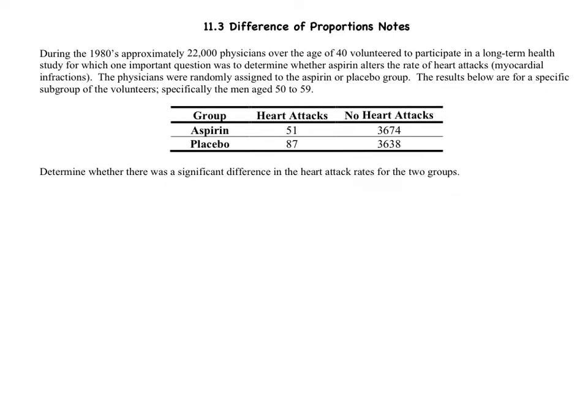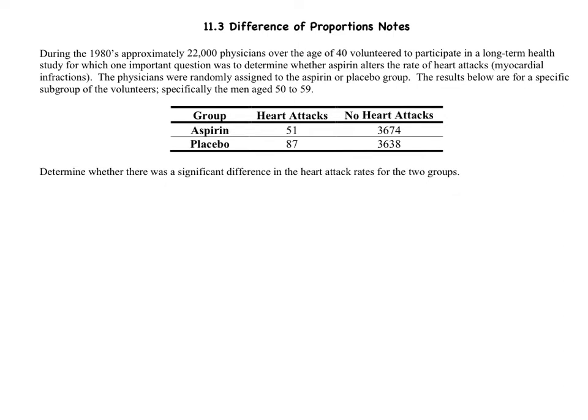Before we start, I think I told this to you, but I want to say it again. There is no matched pairs for proportion. Matched pairs is only for mean. So as soon as you see the word proportion in a problem, you know that we're not talking about matched pairs. So this is the example that we're going to do.